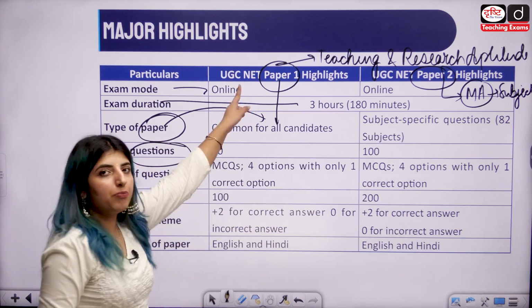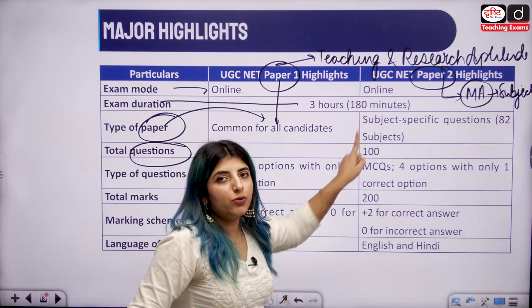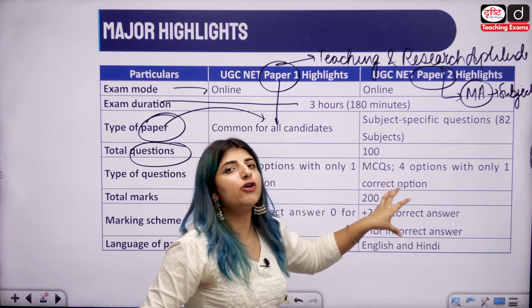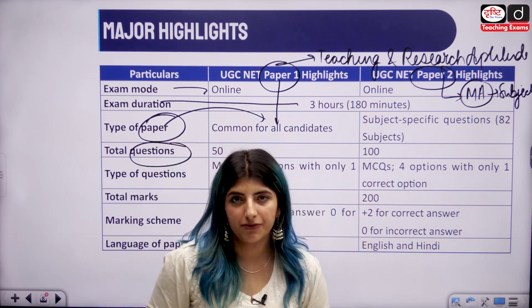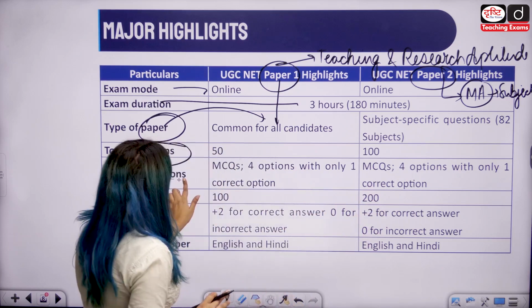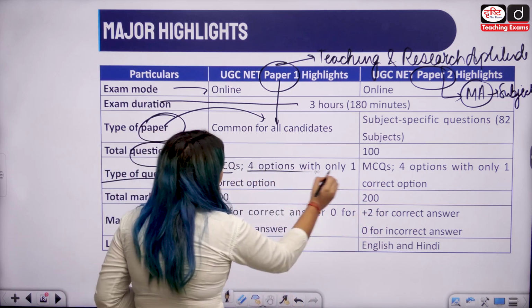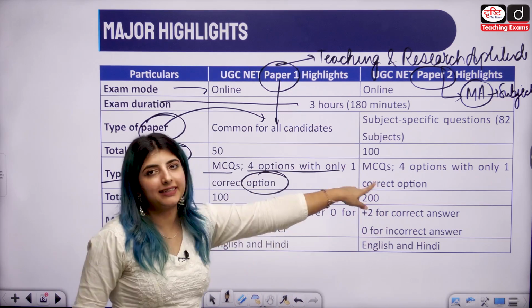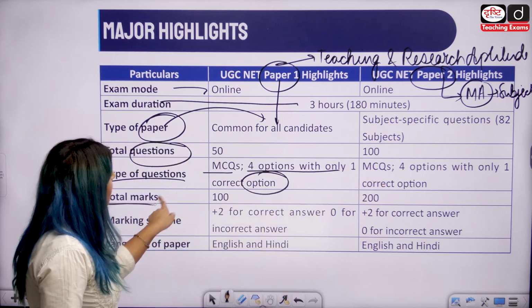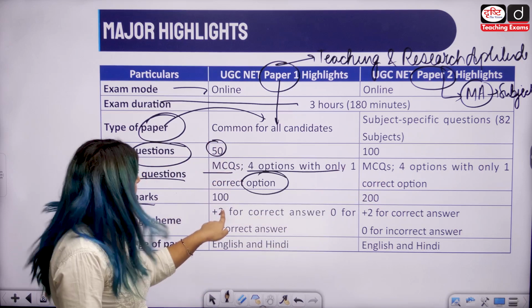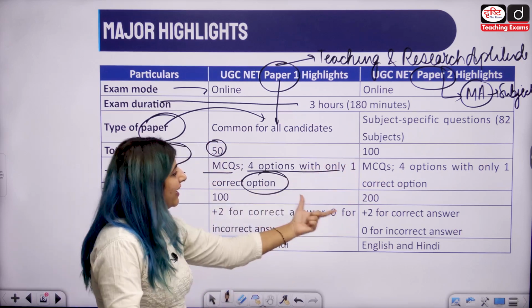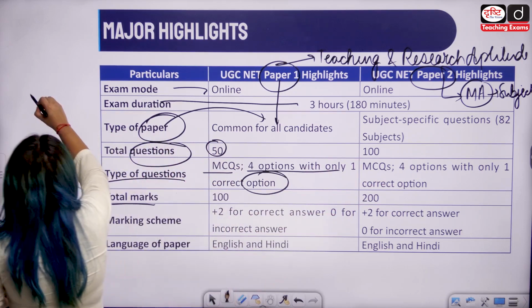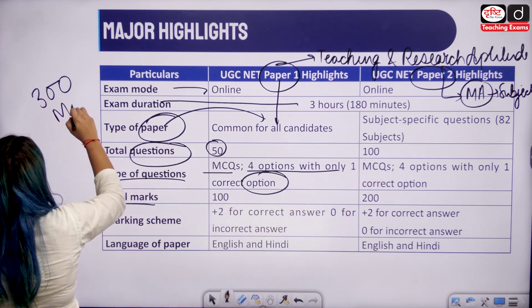Total questions for paper 1, 50. For paper 2, 100 questions, because they want to know your knowledge that you have gained in your particular subject of master. Types of questions, MCQs, 4 options with only 1 correct option. Same is the case with paper 2. Total marks, 50 questions multiplied by 2 is 100. 100 questions multiplied by 2 is 200. So the entire paper is of 300 marks, so to say.